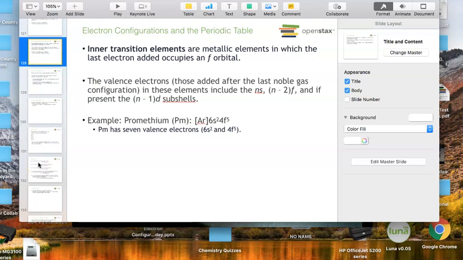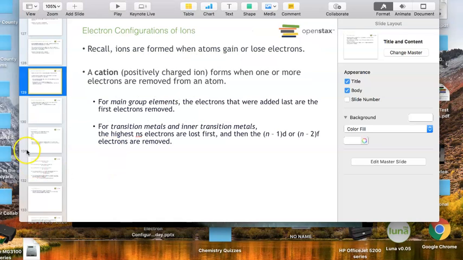Inner transition elements are metallic elements in which the last electron added occupies an f orbital. So the valence electrons in these elements include f and d subshells. For example, promethium here has 7 valence electrons, 2 in the s and 5 in the f subshells. Some of them also have valence electrons in d subshells.